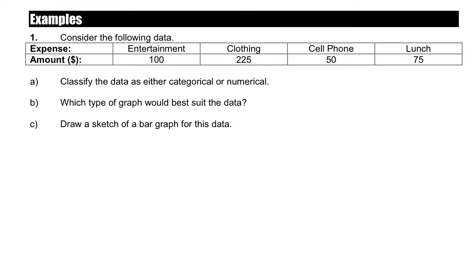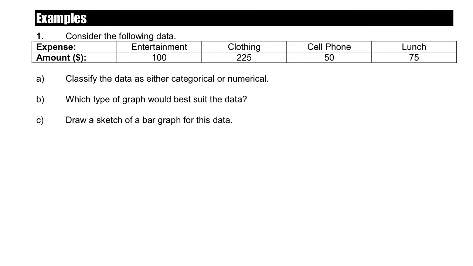So here I have some data. I have expenses and the amount spent in each of those different areas. So I have entertainment, clothing, cell phone, and lunch. Spent $100 here, $225 here, $50 and $75. So let's classify the data as either categorical or numerical.